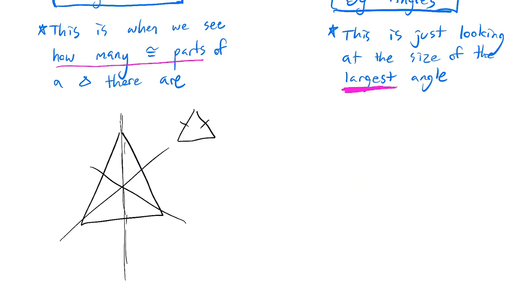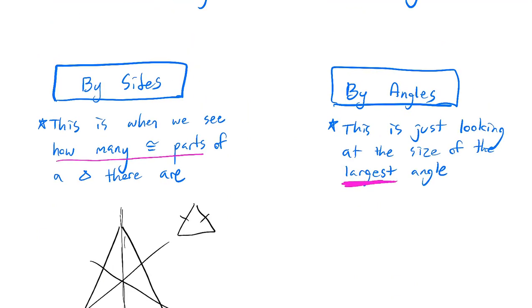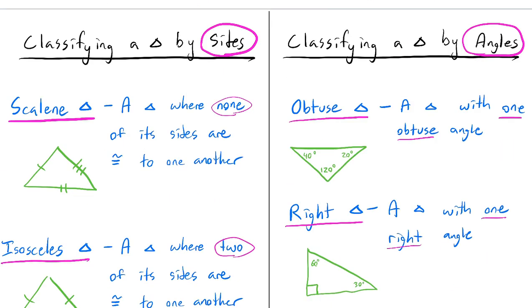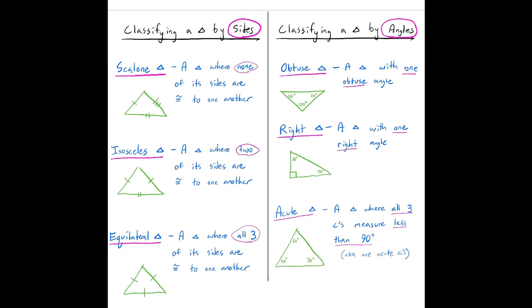So if there's one pair of congruent sides, so two sides of the three are congruent, we call it isosceles. But that's the big idea. We classify either by congruent sides or by size of the largest angle, and we can give every triangle a name for both. So every triangle can be called isosceles or scalene or equilateral, and separately an angle name, okay? All right, let's go. I'm going to zoom out here.